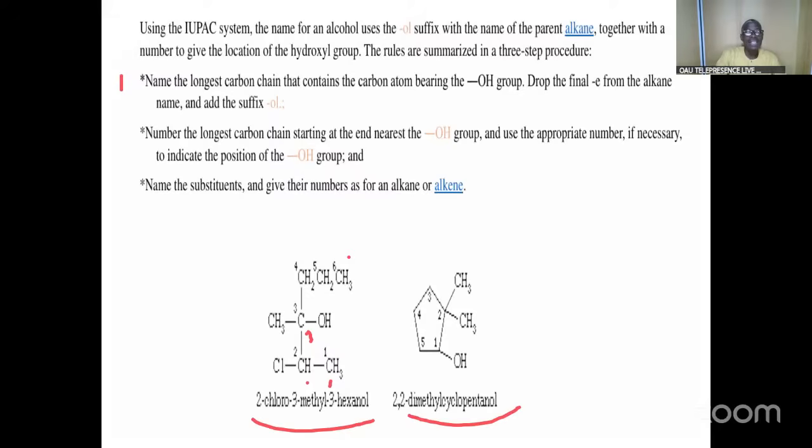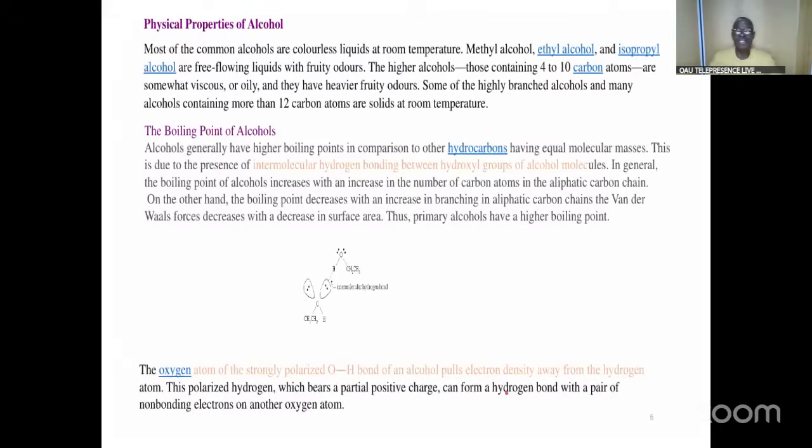Third rule says name the substituent and give their numbers as for an alkane or alkene. We've done that already. So let's move on. Okay. Now let's look at the physical properties of alcohols.